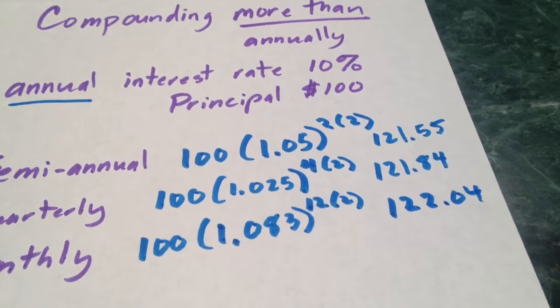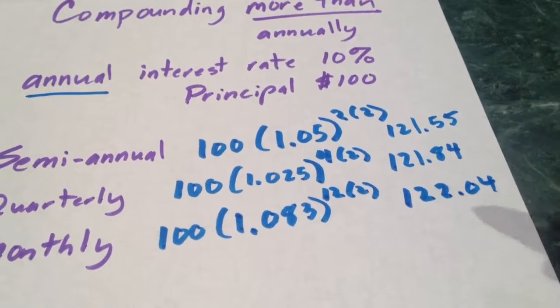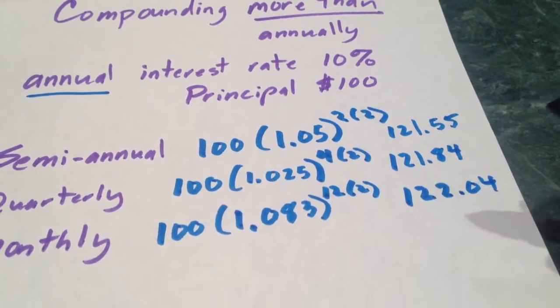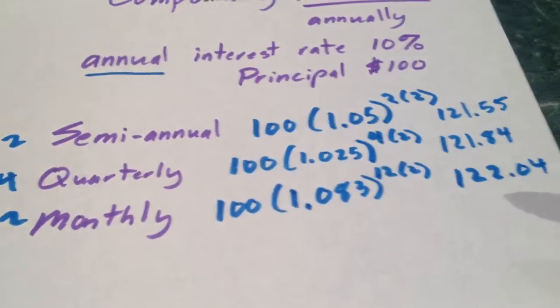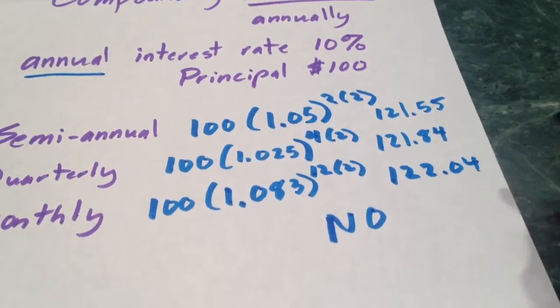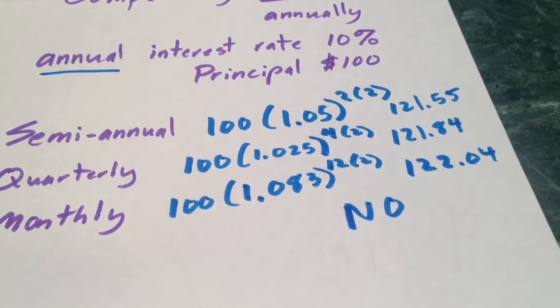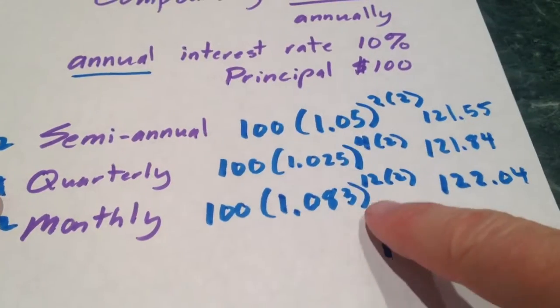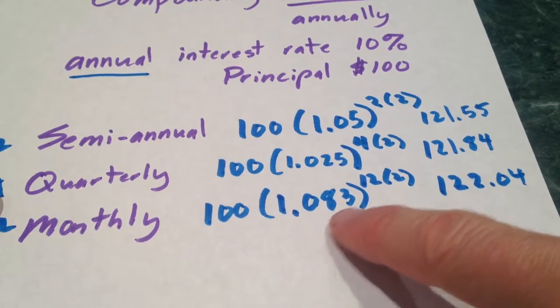Now, this is great. The question is, if I keep slicing it smaller and smaller and doing it more and more times, do I eventually get an infinite amount of money? And sadly, the answer is no. This has a limit, and that limit is kind of interesting, and you can figure this out on your own. And actually, if you want to find that limit, do this like 365 times.